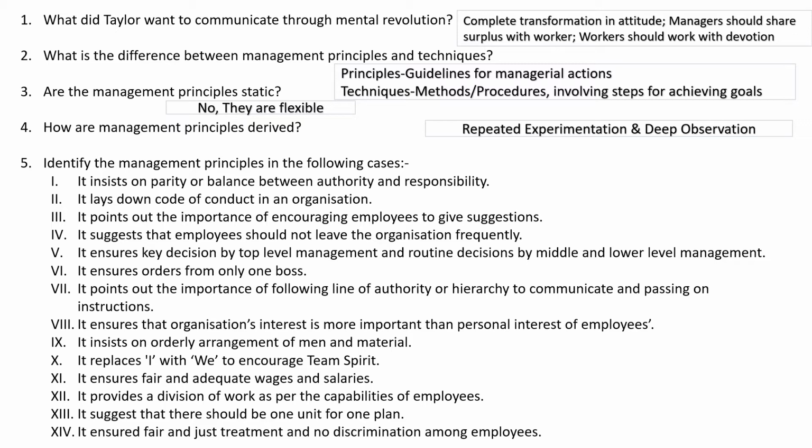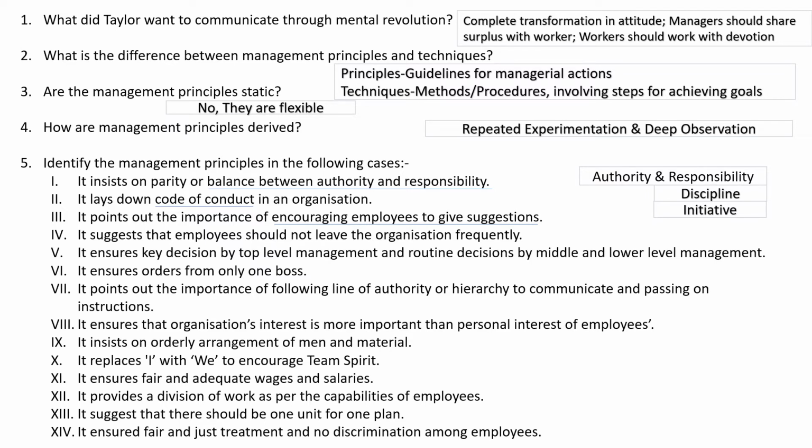First, it insists on parity or balance between authority and responsibility. So, the answer is already hidden in this line. Balance between authority and responsibility is the keyword, and answer is authority and responsibility. Second, it lays down code of conduct in an organization. So where code of conduct comes, it means discipline. It points out the importance of encouraging people to give suggestions. So when we encourage employees to give suggestion, it is initiative.